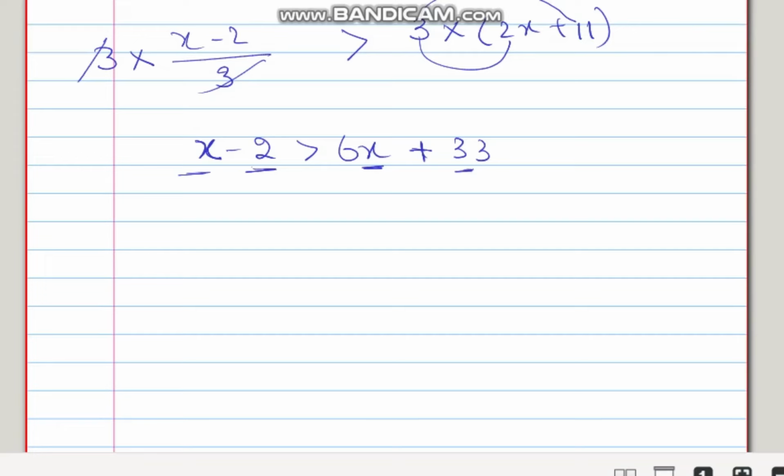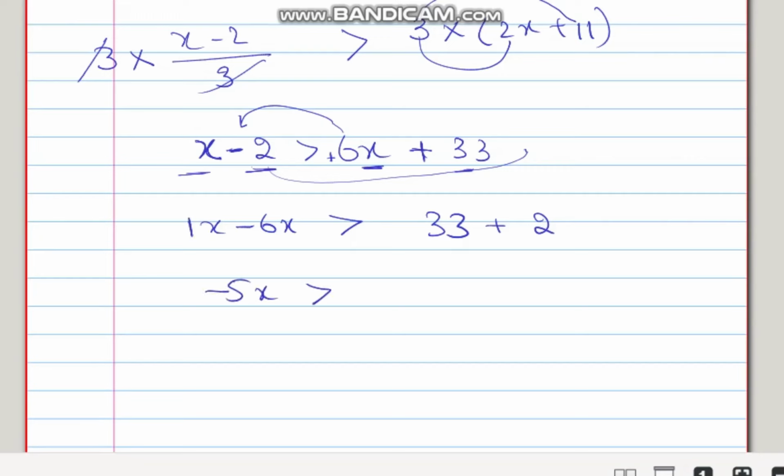So how can we do that? I want to shift the minus 6 here, the 6x. So the sign will be changed, it is plus here, and when it comes here, it will be x minus 6x greater than 33. And now please shift this minus 2 to this side. What will be the sign of the minus 2? This will be plus 2. Now x is 1 here, 1 minus 6 will be minus 5x greater than 33 plus 2, which is 35.